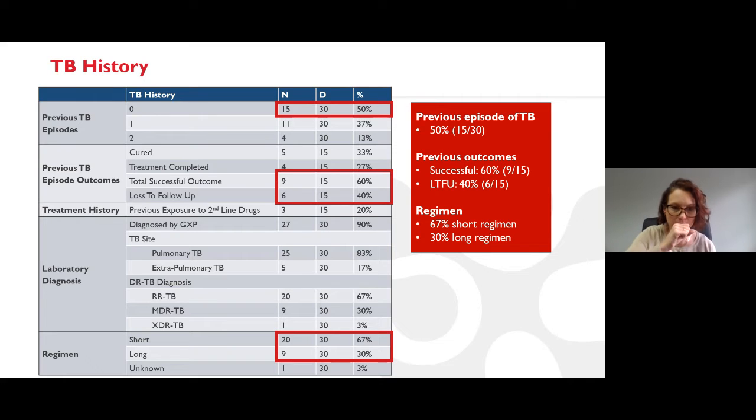We also looked at the type of TB, so the TB site, and found that most people had pulmonary TB, but there were 5 out of the 30, so 17%, that had extrapulmonary TB. Most people were diagnosed with GeneXpert. And when we looked at regimen type, we found that about two-thirds were on the short regimen compared to just under one-third on the long regimen.